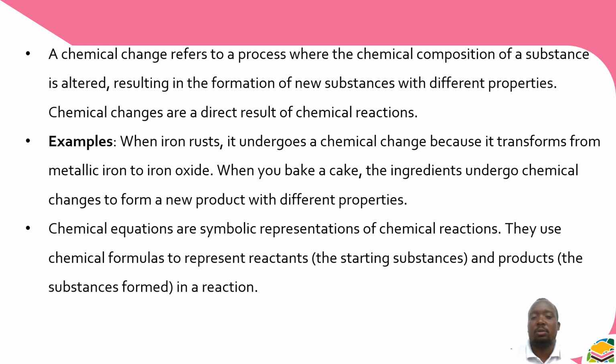So chemical equations are symbolic representations of chemical reactions. They use chemical formulas to represent reactants, the starting substances, and products, the substances formed in a reaction. Please take note of that. So a chemical equation, remember, has its own key components. And remember, a chemical equation is supposed to be balanced as well.